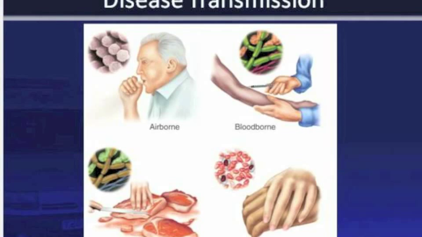Foodborne methods. Foodborne transmission can come from diseases such as hepatitis A. There's a couple of other things. There's salmonella, E. coli, different things along those lines where food is not handled appropriately. And then there are sexually transmitted diseases, which can be given through a variety of sexual interactions.